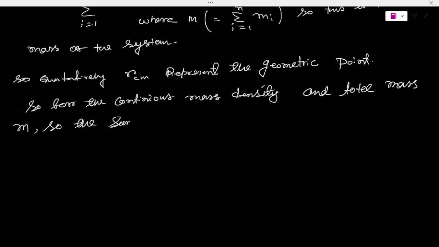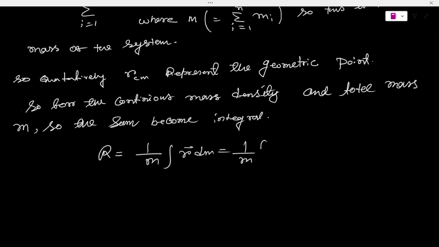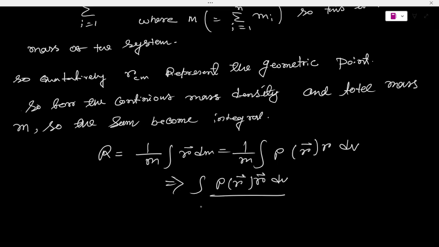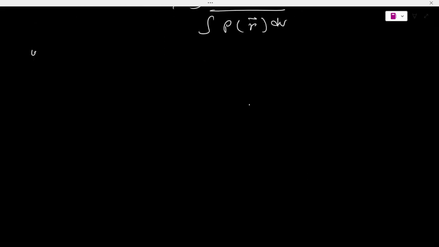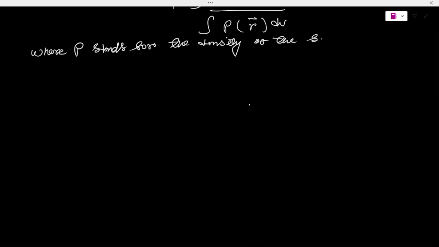The sum becomes an integral. So r of cm is equal to 1 by M integration of r dm, which is the integration of rho of r times r dV, divided by the integration of rho of r dV, where rho stands for the density of the state.